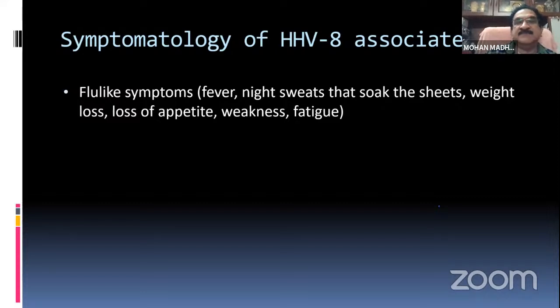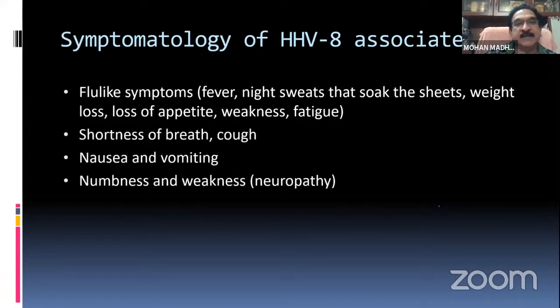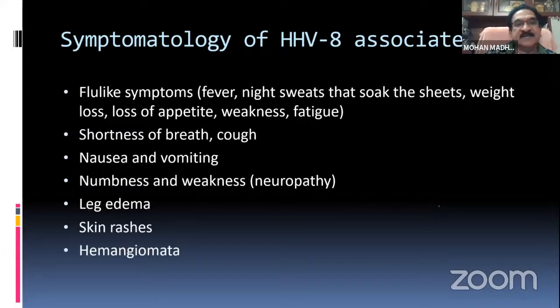The flu-like symptoms, just like our patient had: fever, night sweats that soak the sheets, weight loss, loss of appetite, weakness, fatigue, shortness of breath and cough, nausea and vomiting, numbness and weakness, leg edema, skin rashes. Our patient had leg edema, hemangioma, and pemphigus and kappa. These are the features of the symptomatology of HHV8.